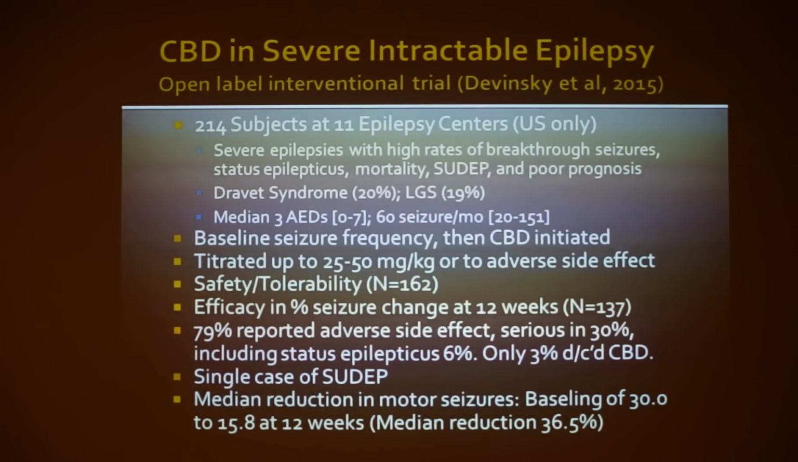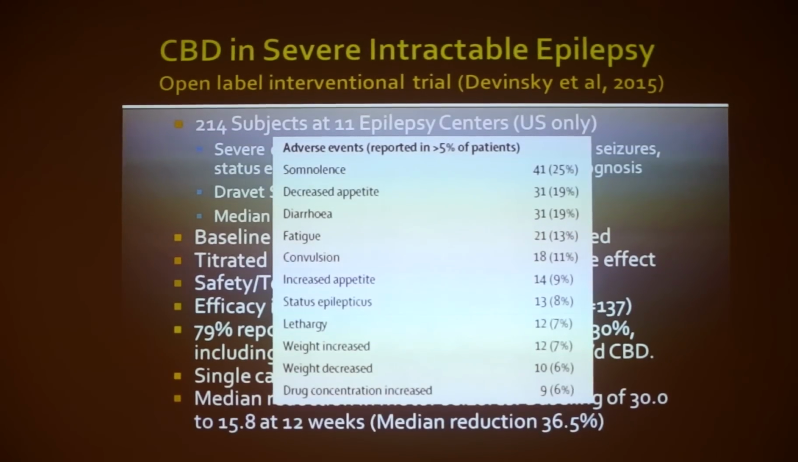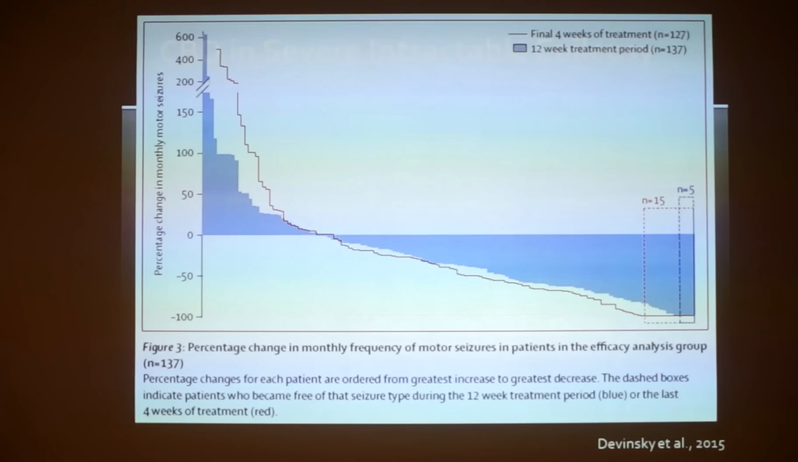And I'm going to show you a little bit more of the data. This is just the slide of adverse events. So somnolence, decreased appetite, diarrhea, fatigue, and convulsion, all greater than 10%. Of those 4, convulsion was the only one that was considered serious to occur in more than 10% of the study population.